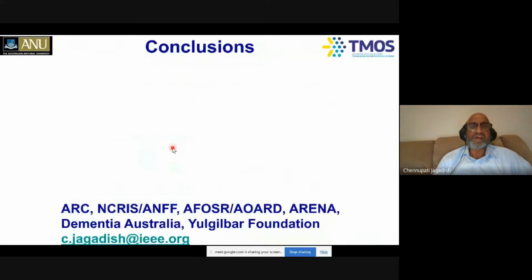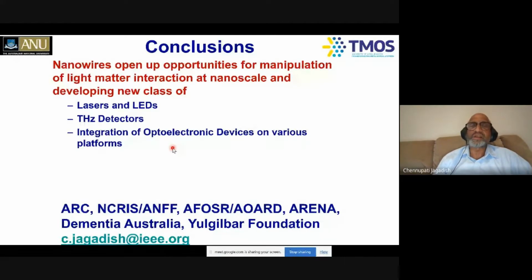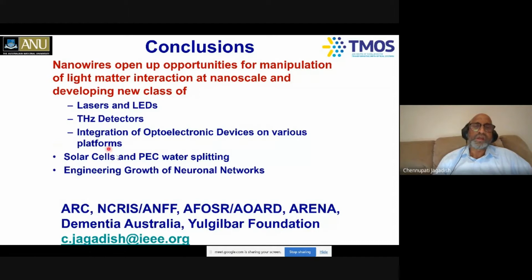fun. With that, in conclusion, nanowires and nanostructures open up opportunities for manipulation of light-matter interaction at the nanoscale, developing new class of lasers and LEDs, terahertz detectors, integration of optoelectronic devices on various platforms, and solar cells and PEC water splitting, and engineering the growth of the neural networks. So really, it's an exciting area. So the key message is, if you really understand how to manipulate materials and matter, you will be able to design the structures which you want in order to be able to make high-performance optoelectronic devices. That's a key message which I would like to convey here.